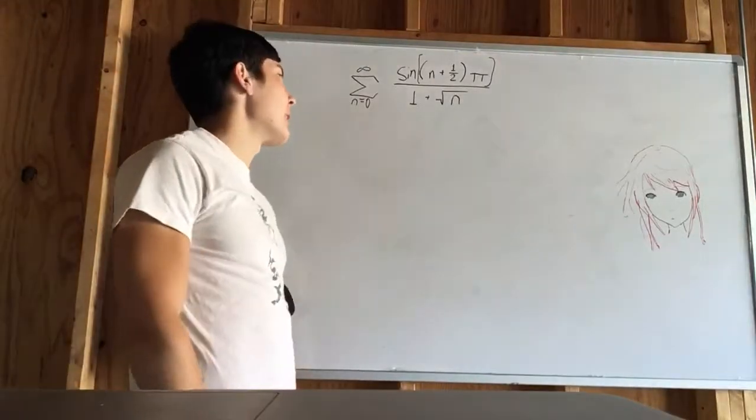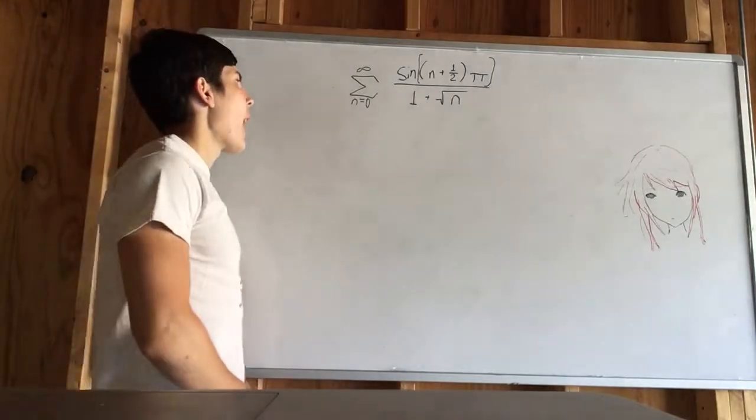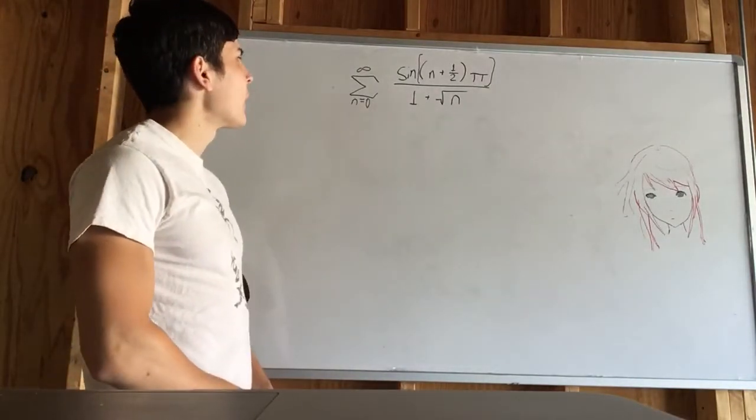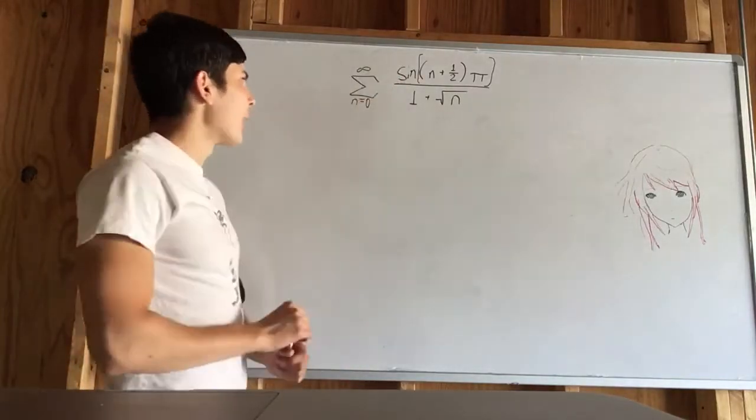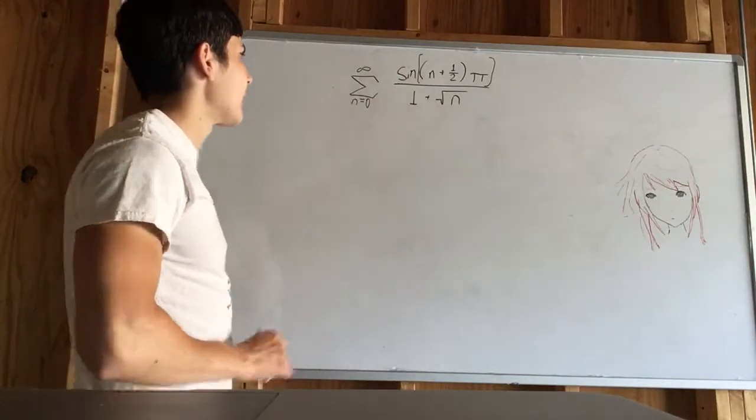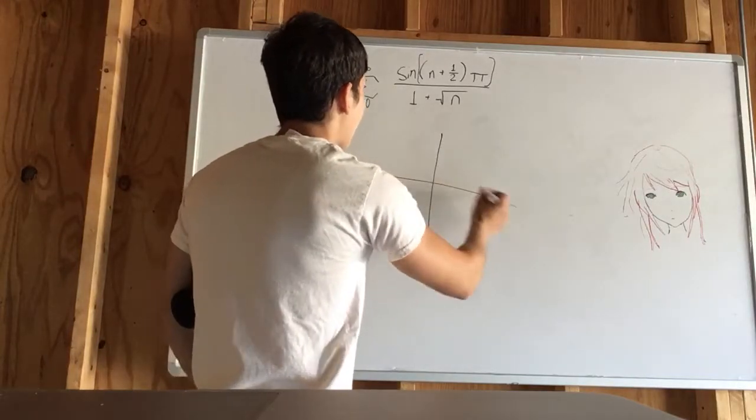Okay, we have a series, and we're going to find out if this converges or diverges. How are we going to figure that out? Well, we can first try to simplify this. First of all, that numerator right there looks a little messy. So let's figure out what sine actually represents.